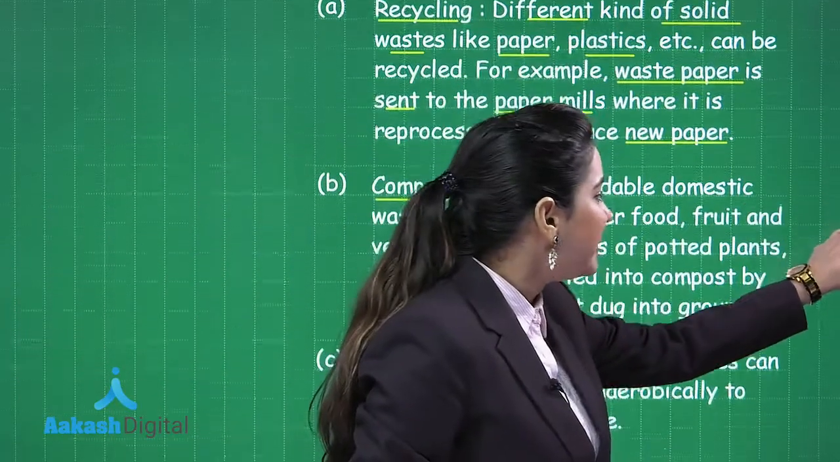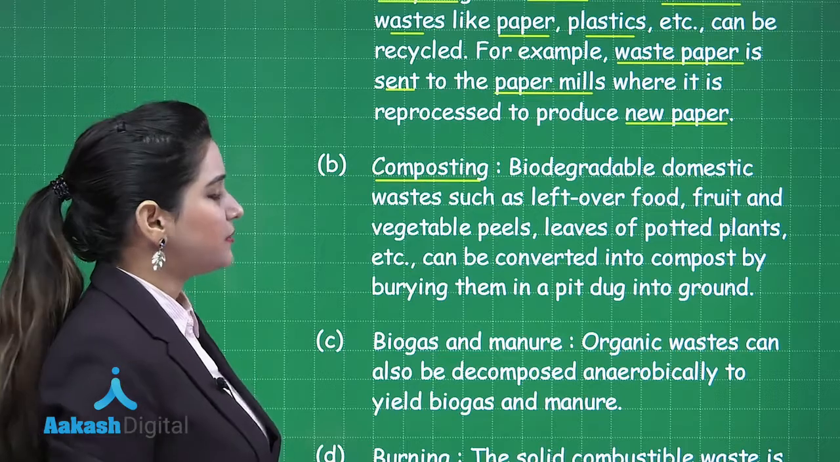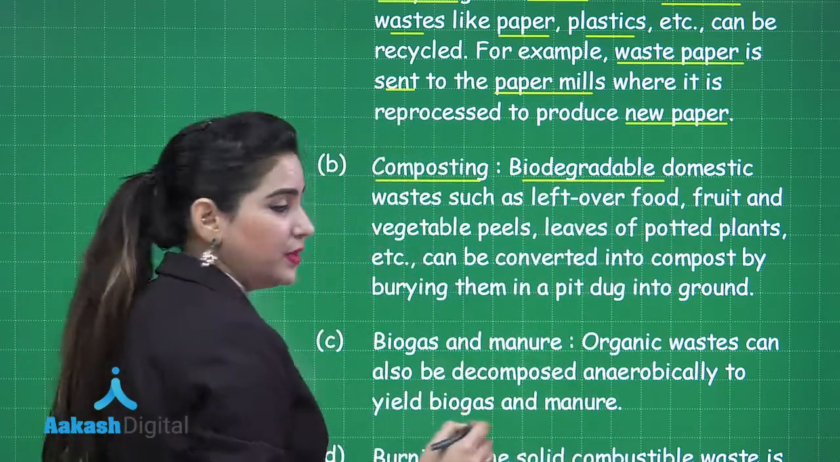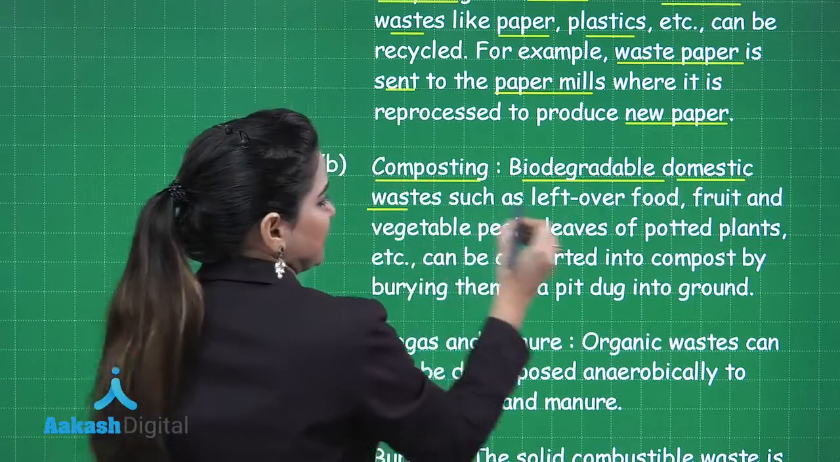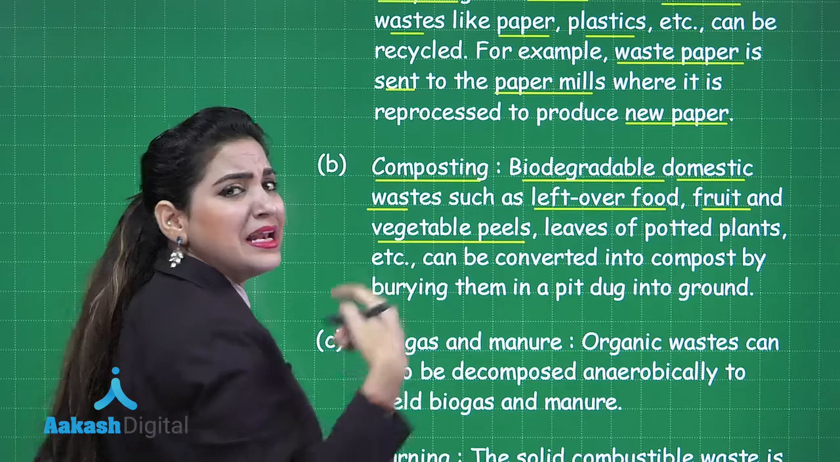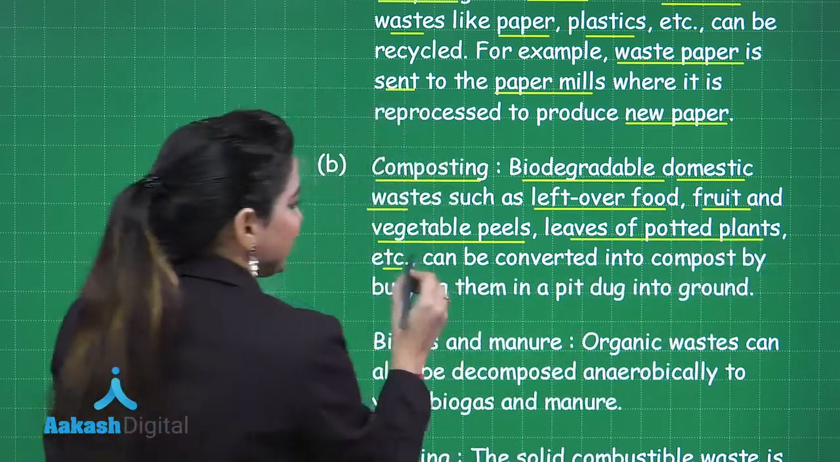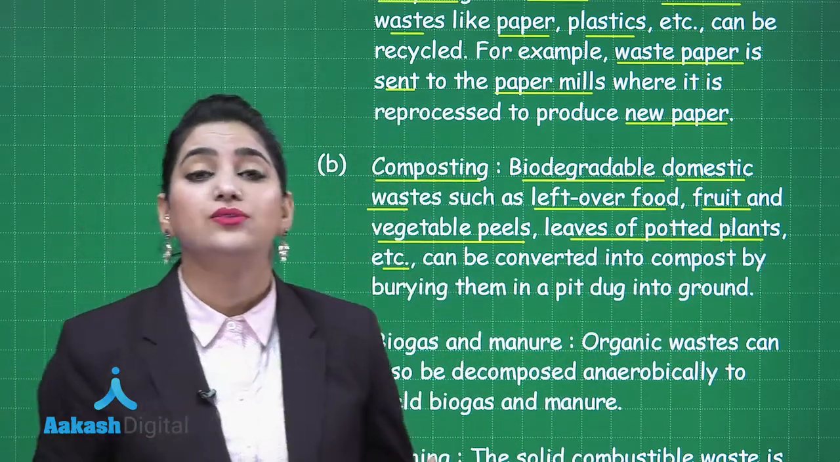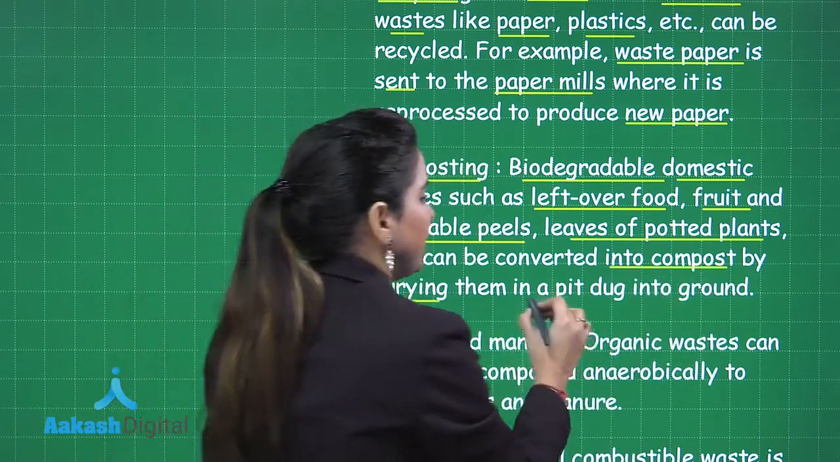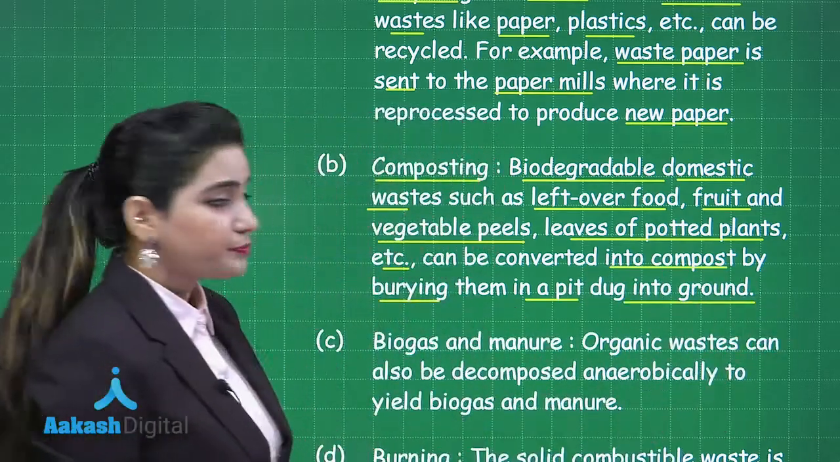Now another method we have is composting. Composting is a very intelligent way of waste disposal, students, as here biodegradable domestic waste such as leftover food, fruit and vegetable peels, leaves of potted plants, etc. can be converted into compost by burying them in a pit in the ground.